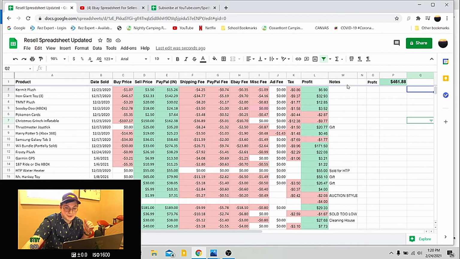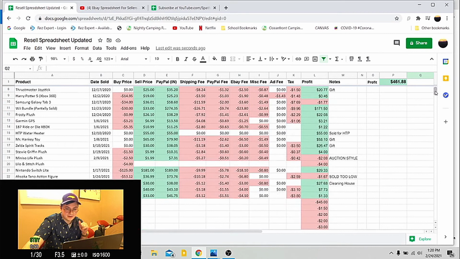And we have a notes column here too. On some of these, I have provided notes as to maybe why I lost money on it. Like this one, it was a plush toy, and I lost $2.08 on. So I left myself a little note saying auction style, to remind myself that auctions sometimes can go your way, and if there's not a lot of interest in the product, sometimes they don't.